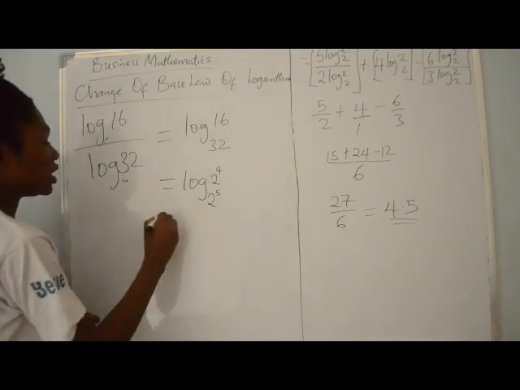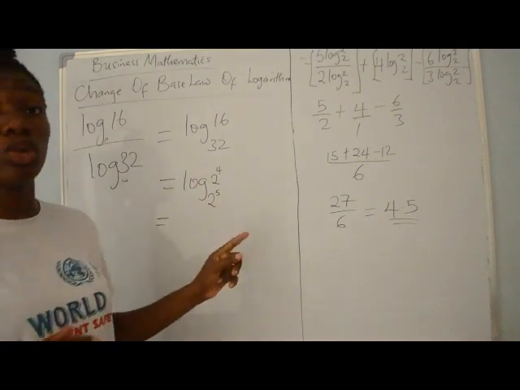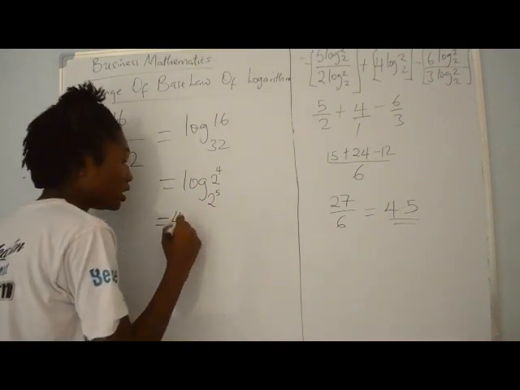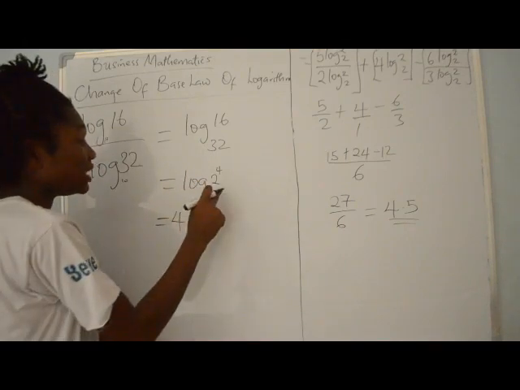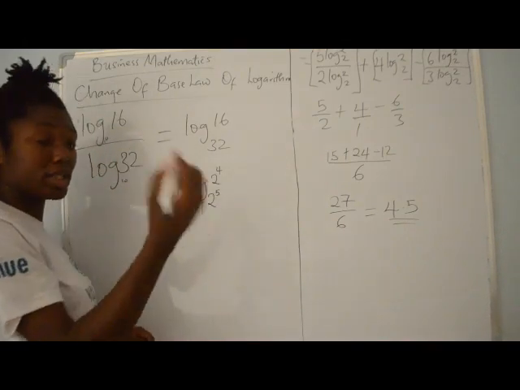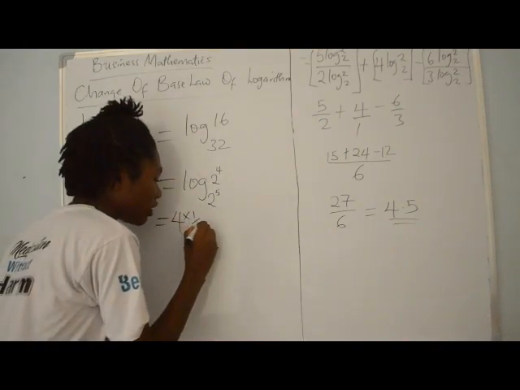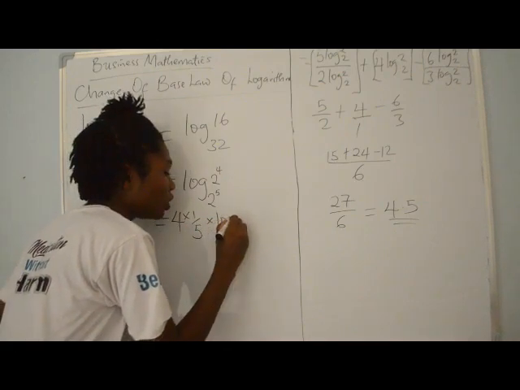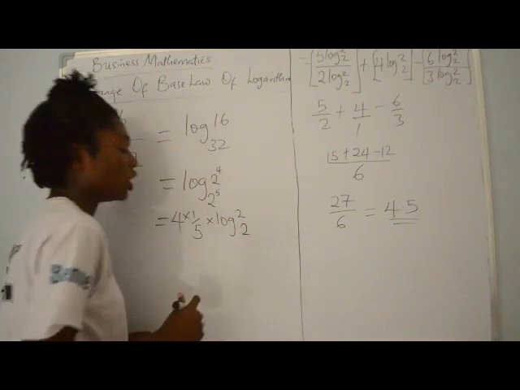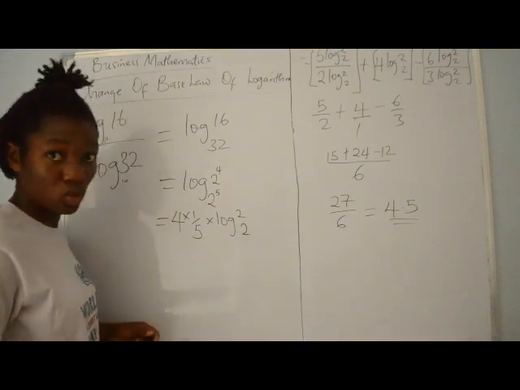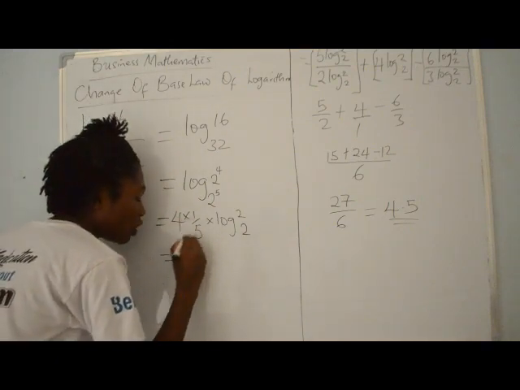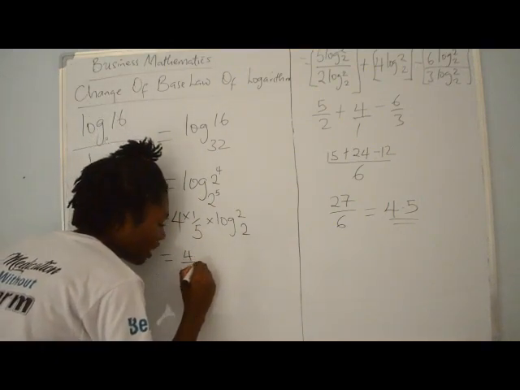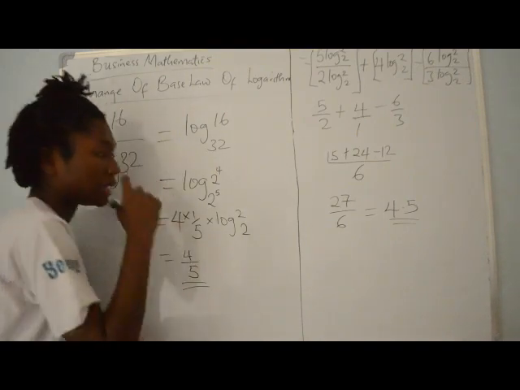And then when we work this out, like I said, when the power is for the whole number, you multiply it by the logarithm. And then when the power is on the base, you take the reciprocal, that's 1 over 5 times the entire logarithm 2 base 2. Logarithm of its own base is 1, so we'll be having 4 times 1, 4 over 5. So this is our final answer.